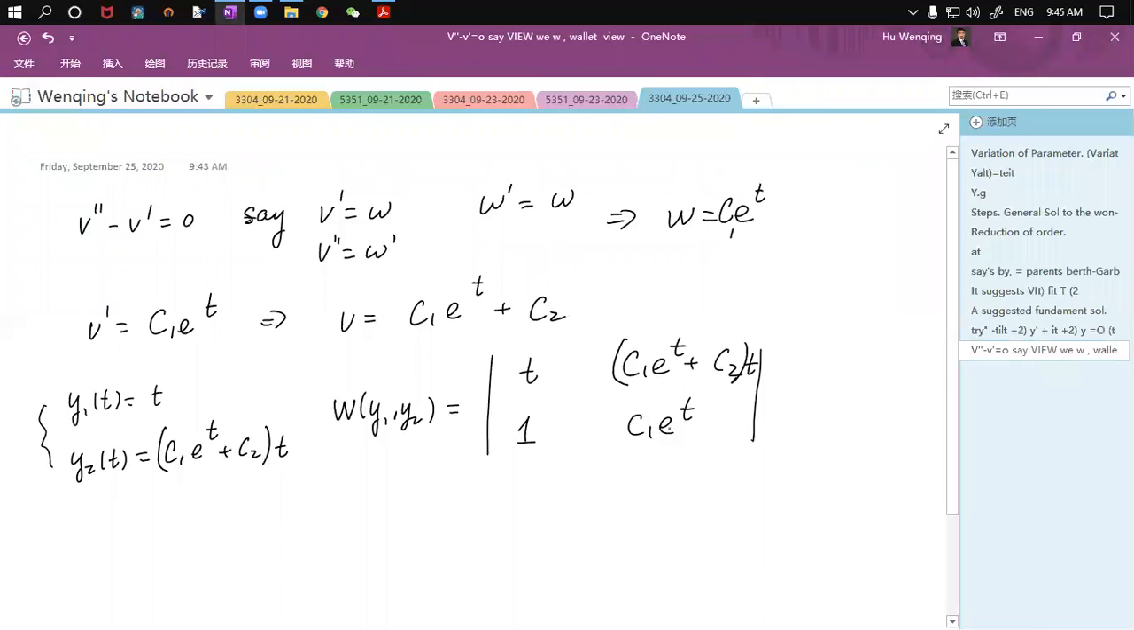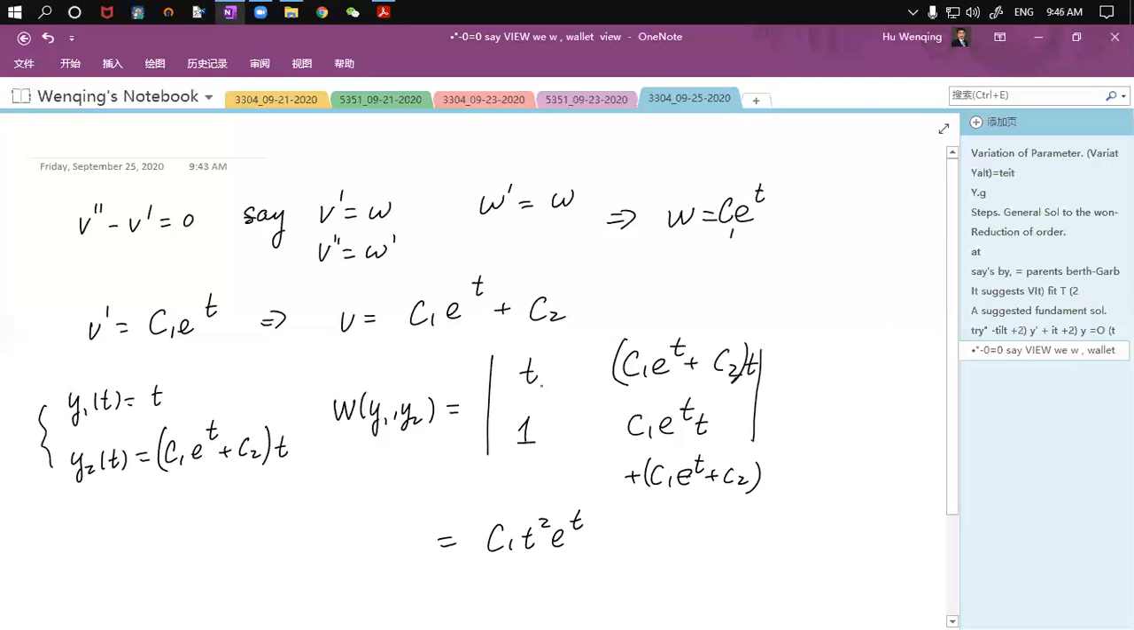So that's V multiplied by T. So you take a derivative, that's going to be C1 e^T multiplied by T plus C1 e^T plus C2. The derivative of T is 1. So that's going to give you that the Wronskian is actually going to be C1 T squared e^T, because C1 e^T times T times T gives T squared.